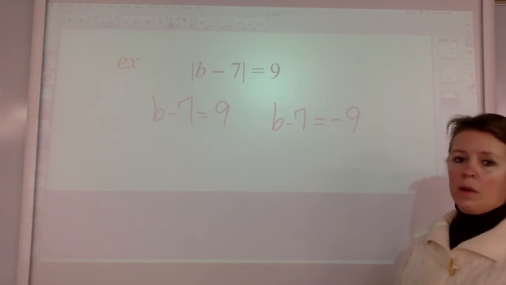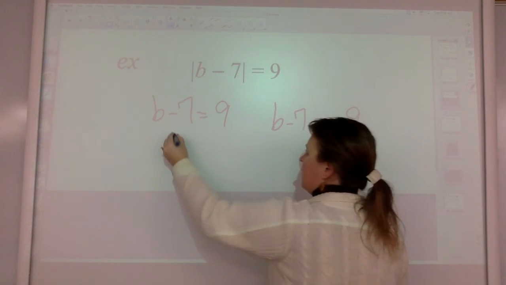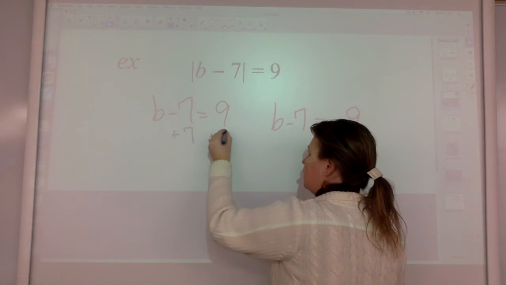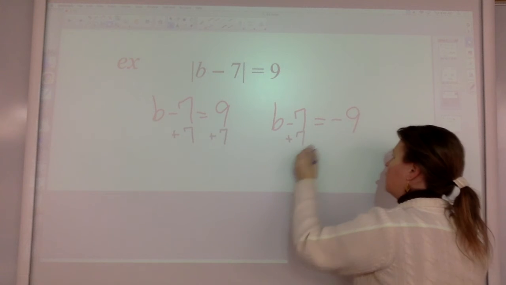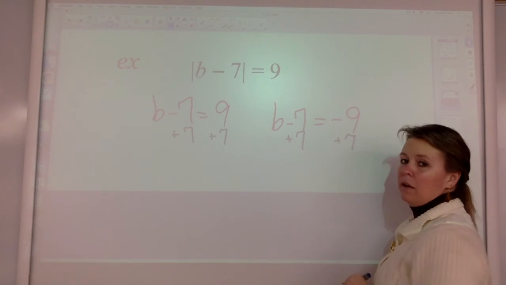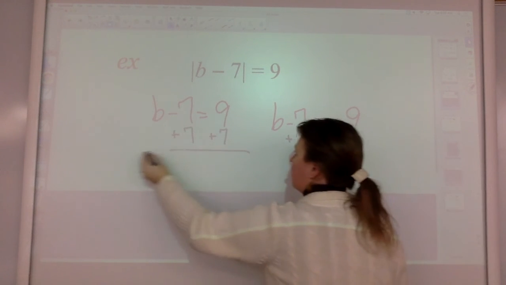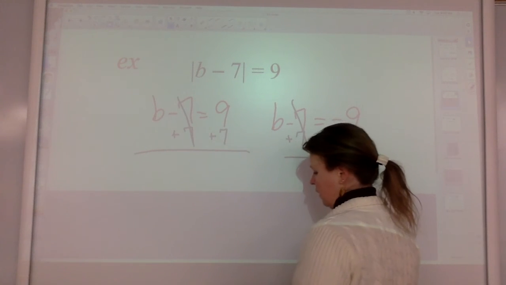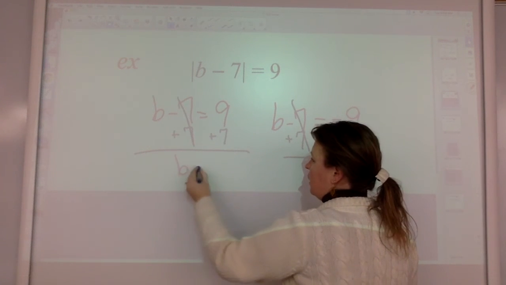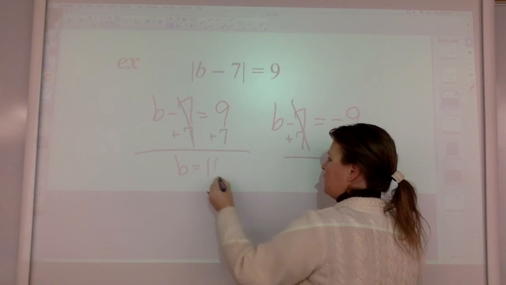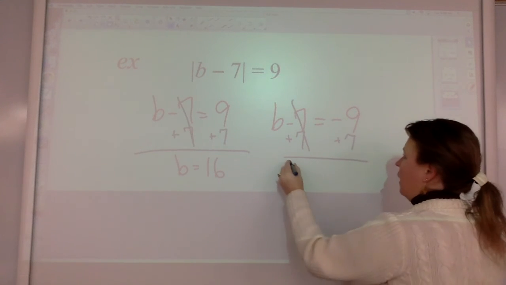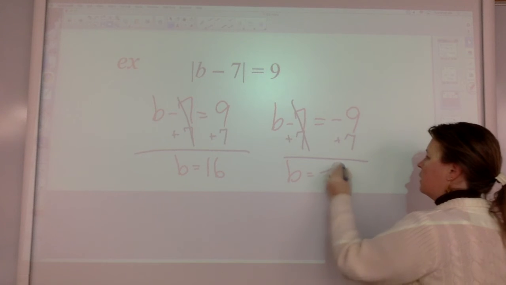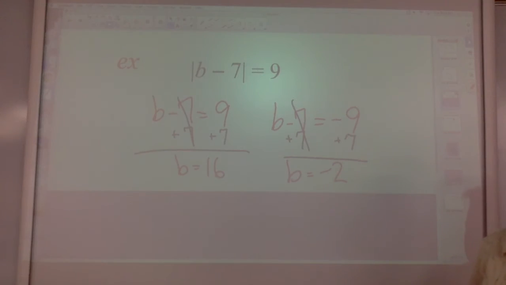I'm going to do the math all the way across this time. Plus 7, plus 7, plus 7, plus 7. Why not? Then you don't really even have to think. You just do the same thing over and over. Your -7 and your +7s cancel. You're left with b equals 16 on this side, and b equals -2 on this side.